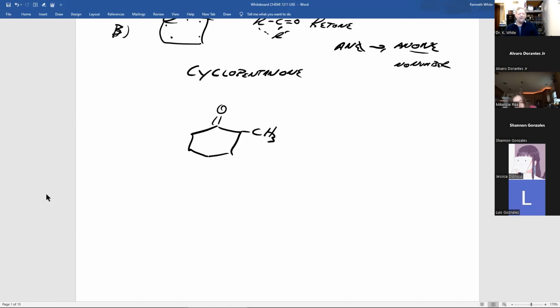And here's another. Oh, let me put something else on there. Let's make it interesting. And there you go. Give the IUPAC name for that compound. 3 points each.